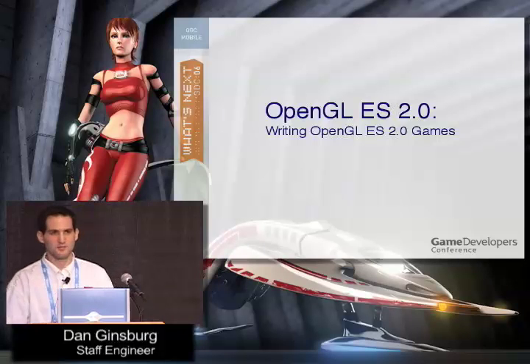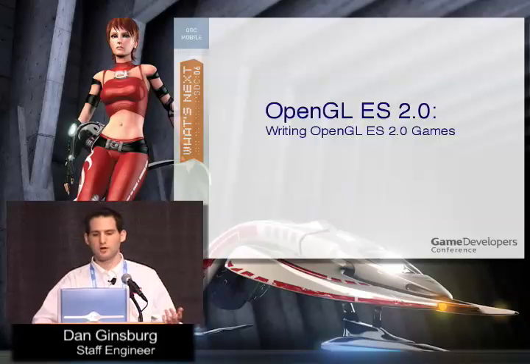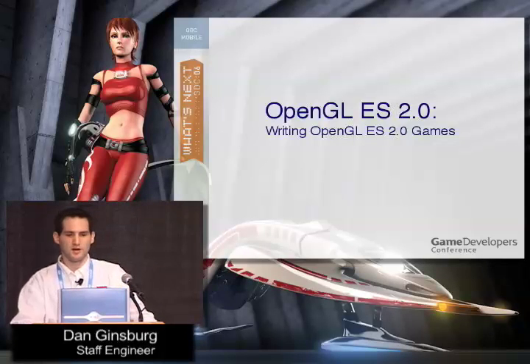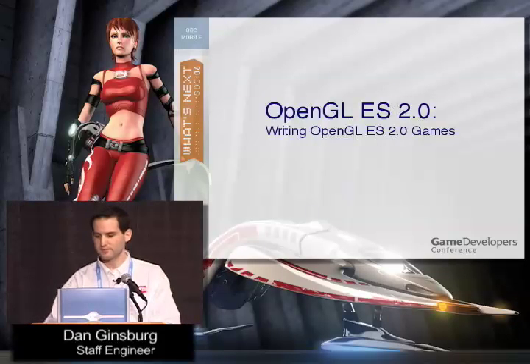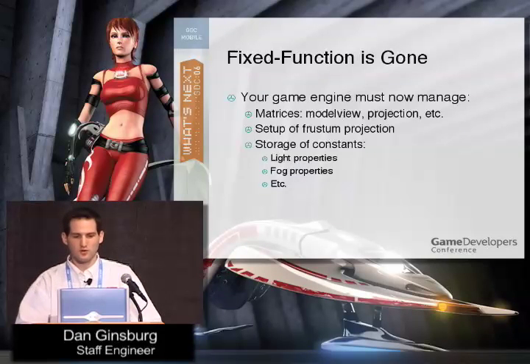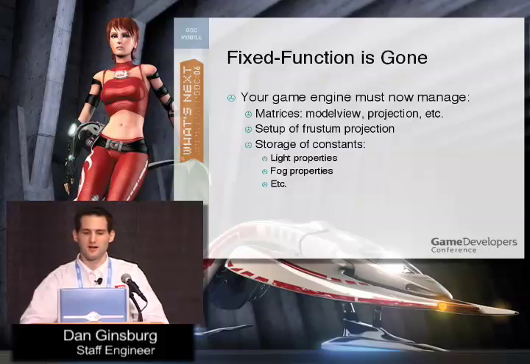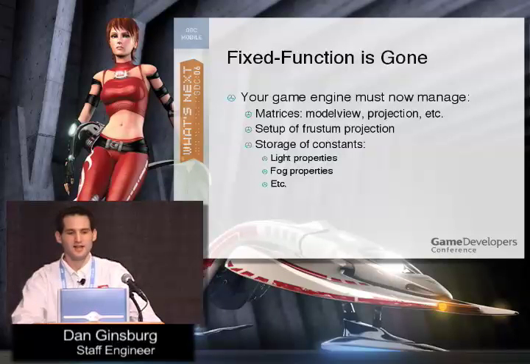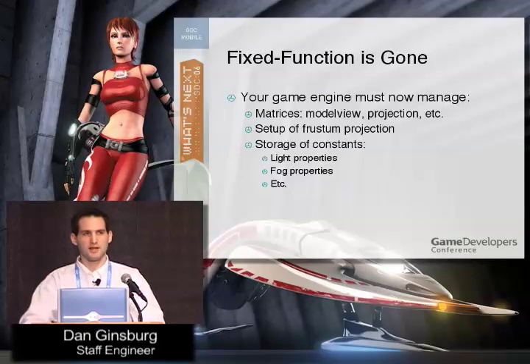Okay, so we've talked about what OpenGL ES 2.0 is, what's changed about the shading language. What I want to do now is talk about what all of this means for writing games for OpenGL ES. So let me just stress this again. Fixed function is dead, it's gone. Your game engine now has to manage a lot of things it didn't used to have to manage.